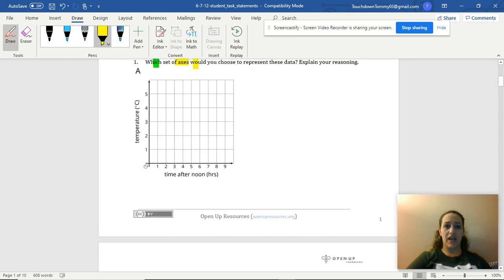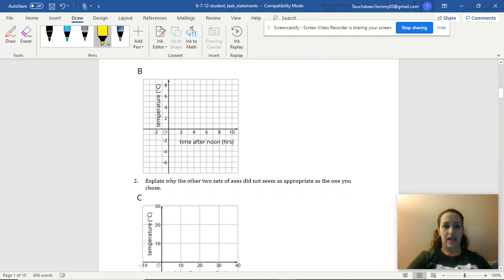So graph A here, I see that we still have temperature and time, hours and Celsius, so the labels look good. And if I look at the numbers they're using, my times go from 0 at the origin to 9. My temperatures go from 0 at the origin to 5, or well, 6 isn't labeled, but there's another line where we could go to 6. So I'm going to look at what the other ones have to offer here.